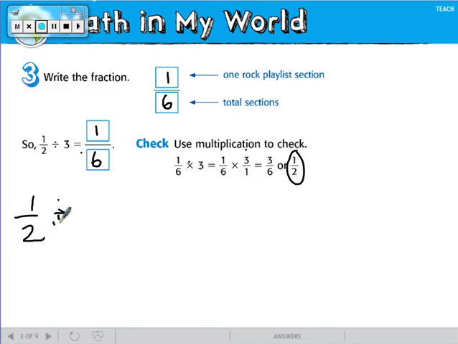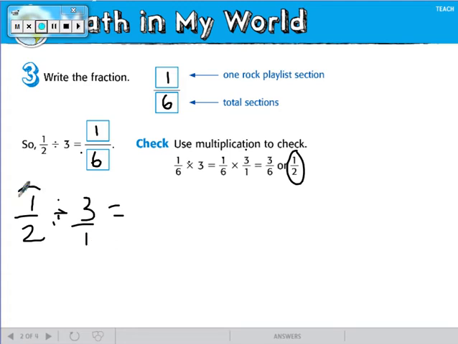divided by 3 equals. We have a whole number, correct? Our whole number needs to be changed into a fraction. How do we change a whole number into a fraction? We put it over 1. Okay?